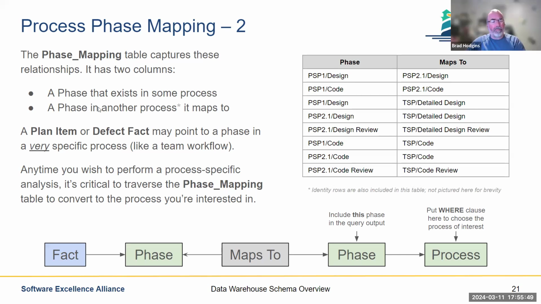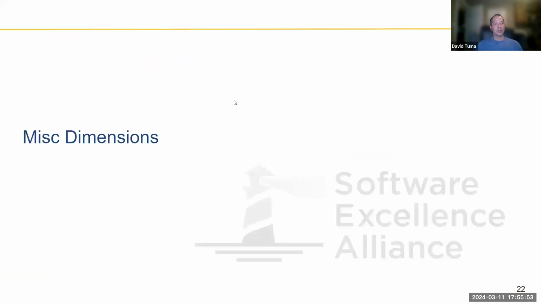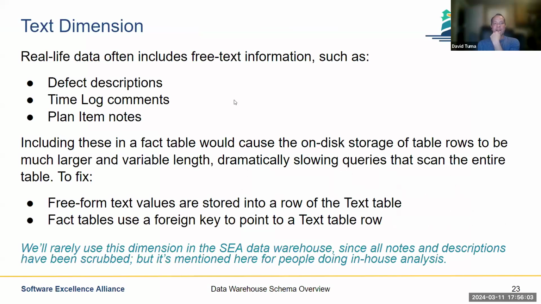Okay. All right. So moving along, I'm running out of time, so I'm going to touch on a couple of miscellaneous dimensions that show up everywhere, so they're good to know about. One is the text dimension. Real life data often includes free text information like the descriptions of defects, comments in the time log, or the notes attached to a plan item.